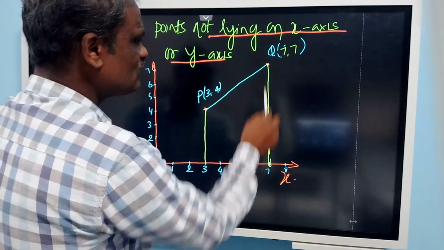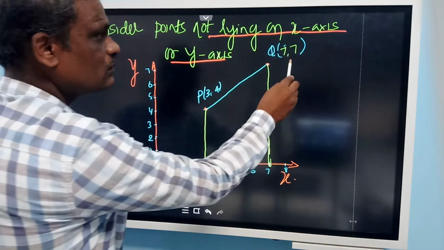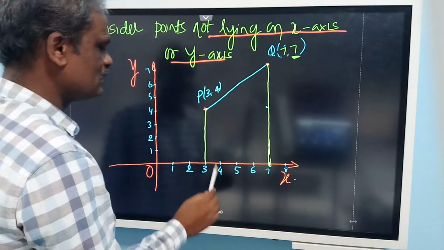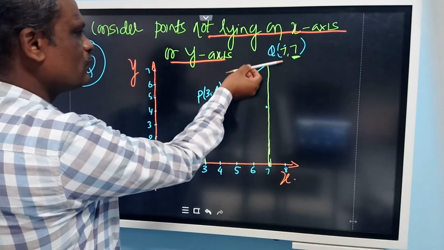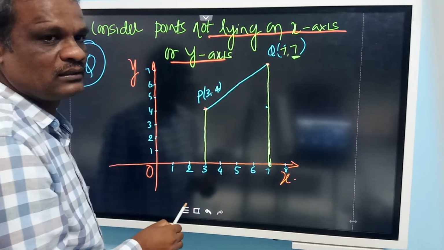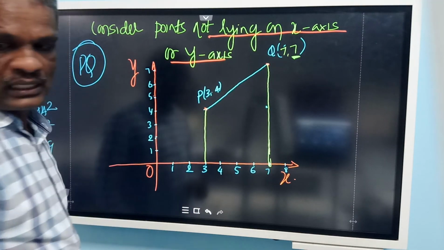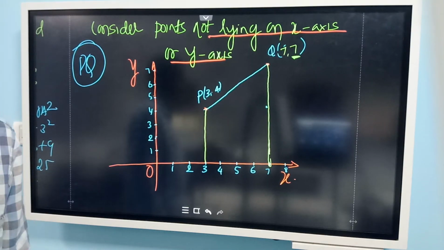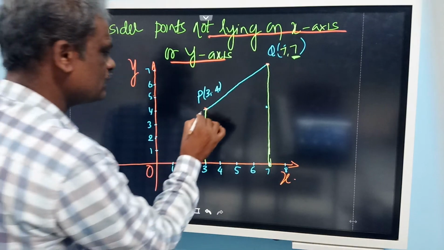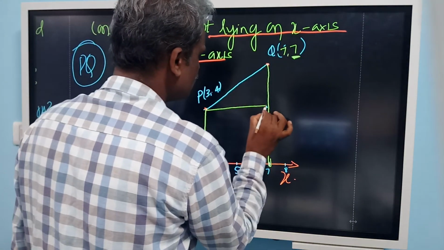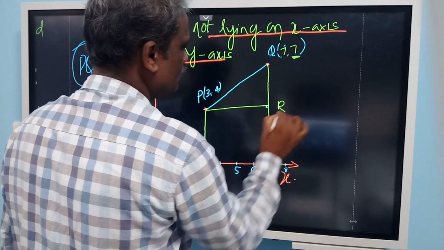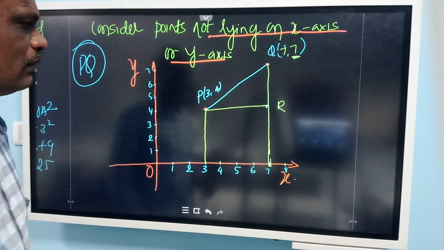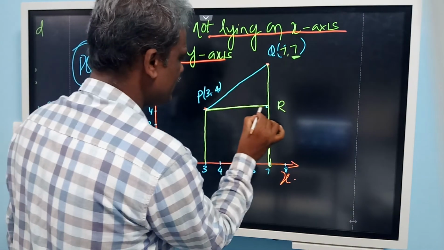So now this vertical distance, you can look at this. This distance is 7 units. From here you are moving up to here by 7 units. Okay. So now after this, you have to find out a line. How to find this? You join this line. You call this R now. Now you have to find out this distance, PR.